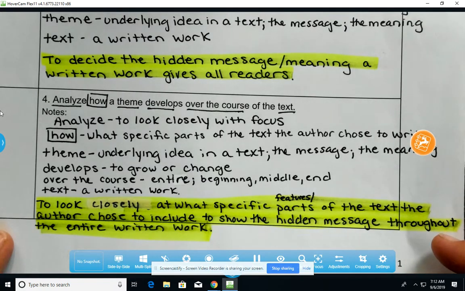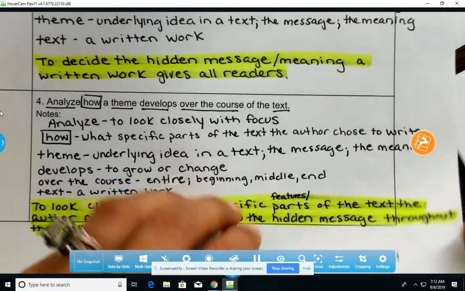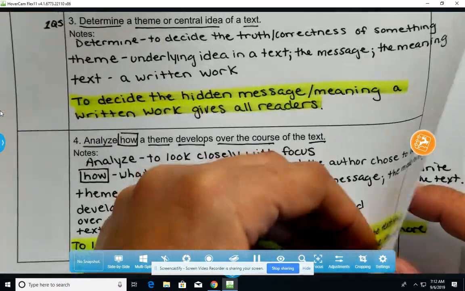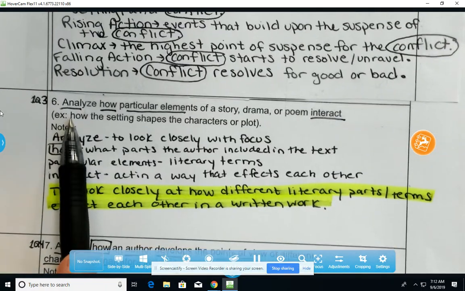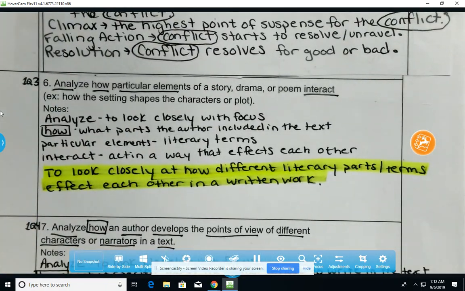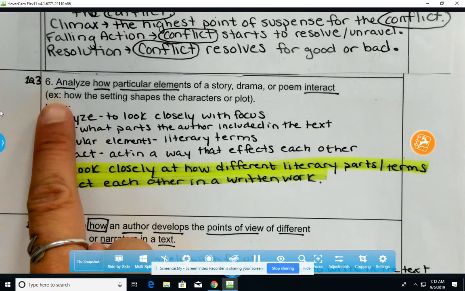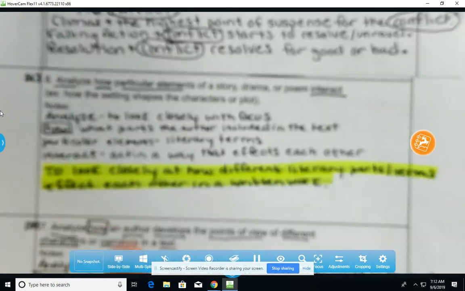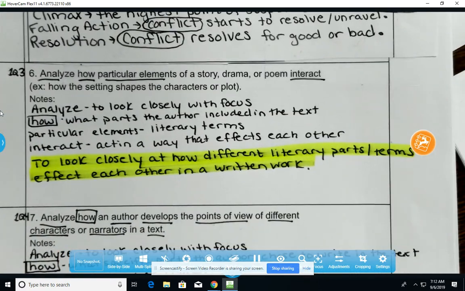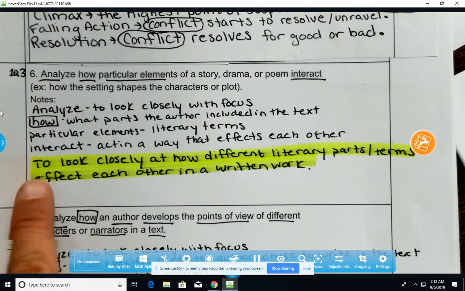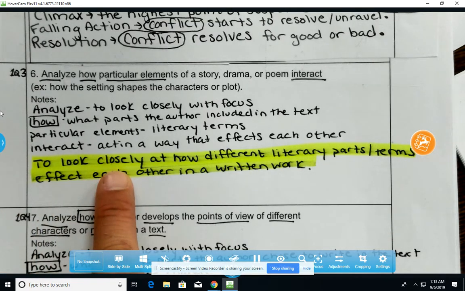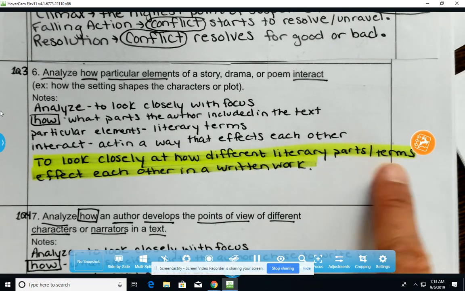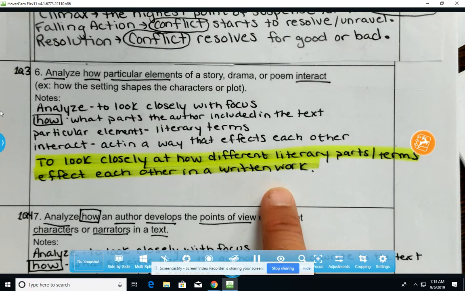We have a new note here, and that's the first part. It's on page 2 again. This time we're looking at learning target number 6, to analyze how particular elements of a story, drama, or poem interact. To break this one down, that simply means, in easy terms, to close read at how different literary parts or terms within the story affect each other in that written work.